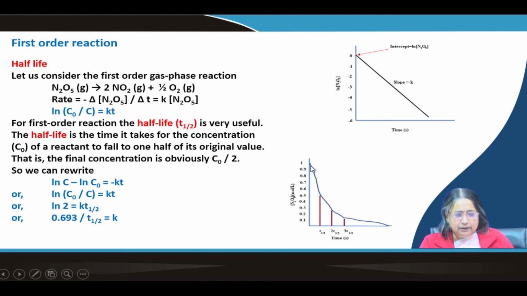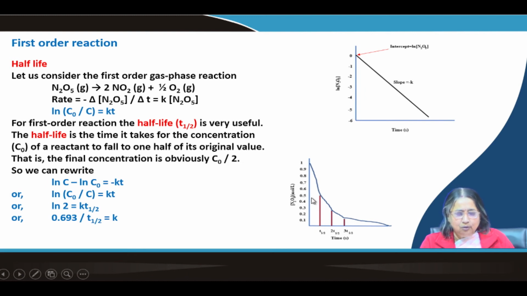Okay. So, you start with 1. If you start with 1, then the half life will be the time taken to come to 0.5. So, you have started with 1, and half of 1 is 0.5. To come to this concentration, how much time is taken? That is T half. So, this time is T half.